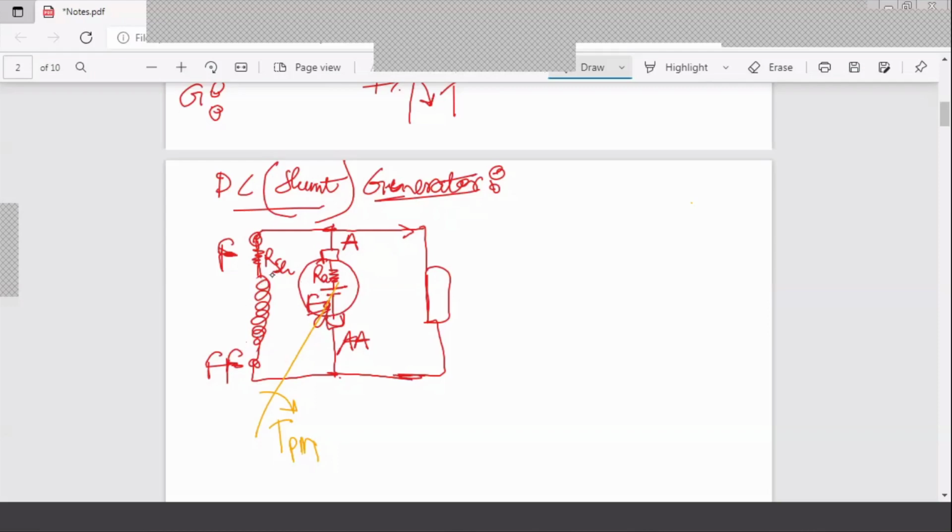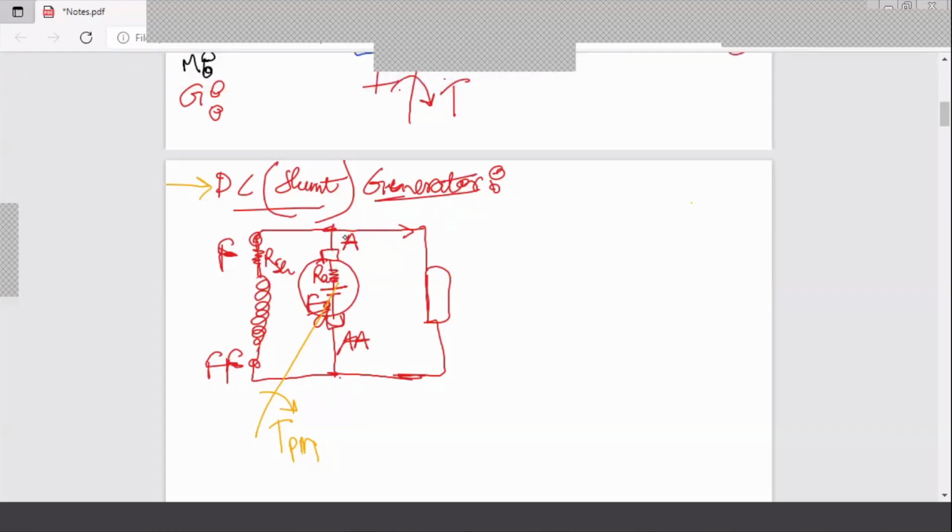We are providing some shunt winding across the armature winding, which produces finally some current, and a back EMF is there. A back EMF, or we say generated EMF, which leads to the flow of current externally to the load. This connection is basically known as a DC shunt connection, and whenever the machine operates as a generator in this connection, it is known as a DC shunt generator. I hope that is clear to everyone.